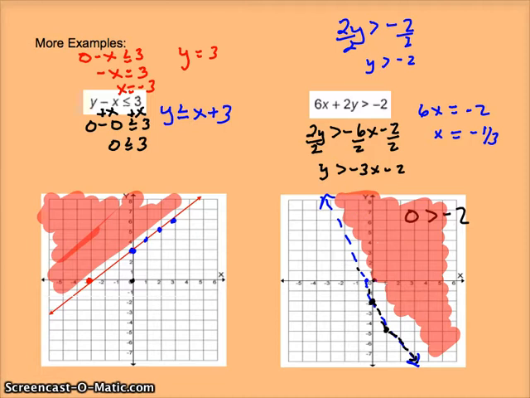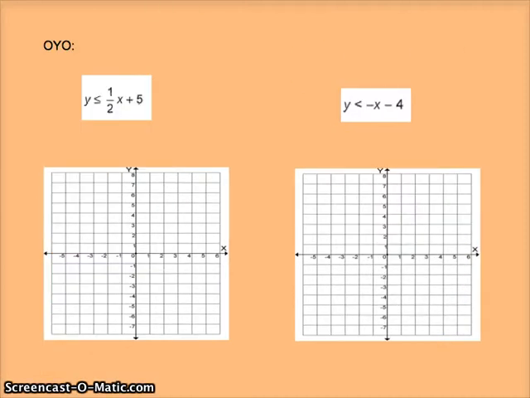All right, folks, now it's your turn. Try the two on your own questions and then check your answer. All right, you should have seen that this is in slope-intercept form, so I can go ahead and put a point at 5 and move my slope up 1 over 2. I'll be connecting this with a solid line since I have the or equal to bar underneath.